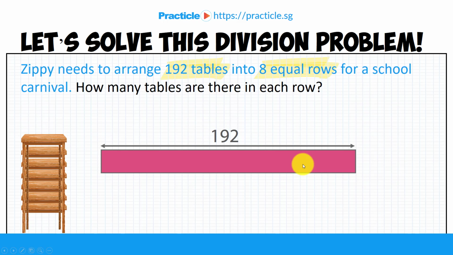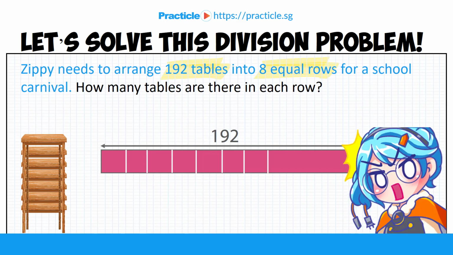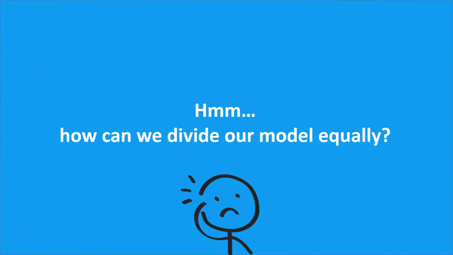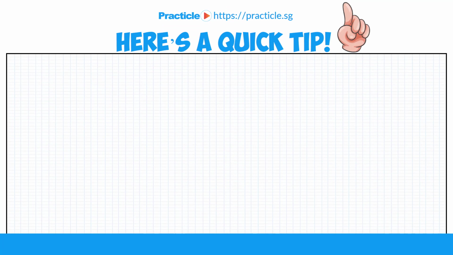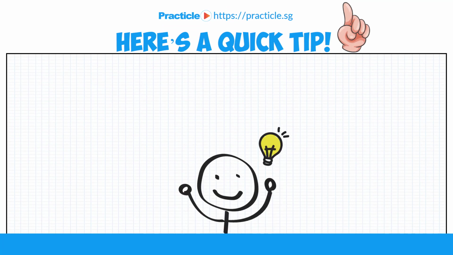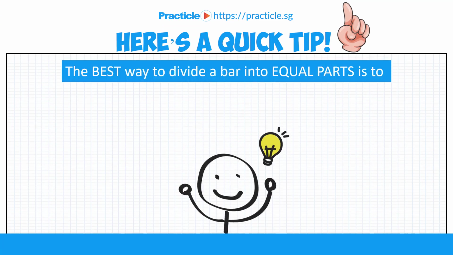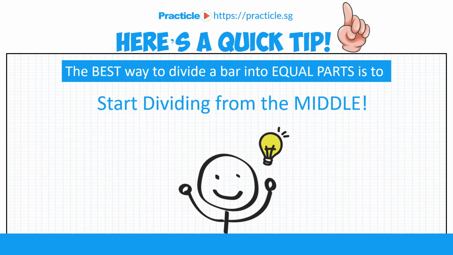Now, some of you might start drawing the parts from the left and end up with something like this. And some of you might end up with this. Now don't worry if you accidentally drew that. I'm going to share a secret with you. And this is a really neat trick to help you divide any bar equally so that your whole model looks nice and tidy. Whenever we are dividing a bar into an equal number of parts, we'll always start by dividing it somewhere in the middle.